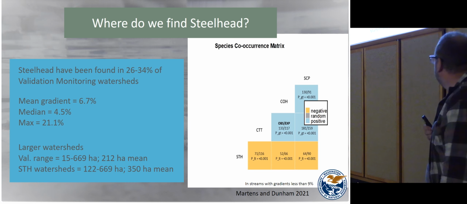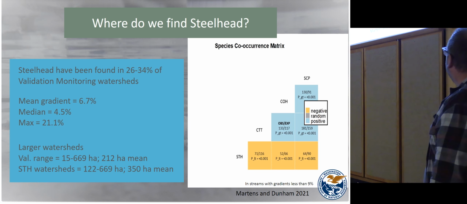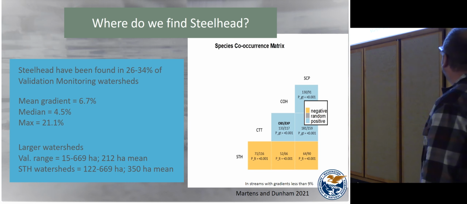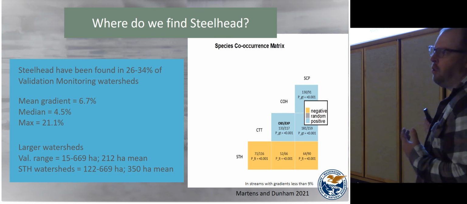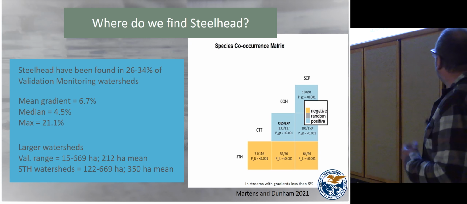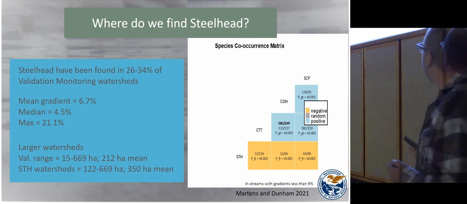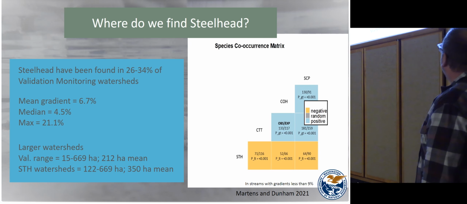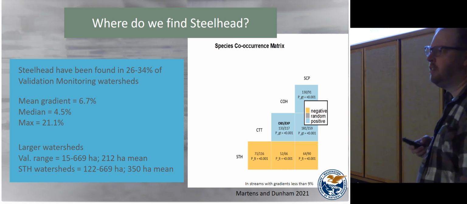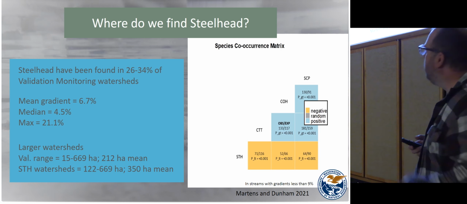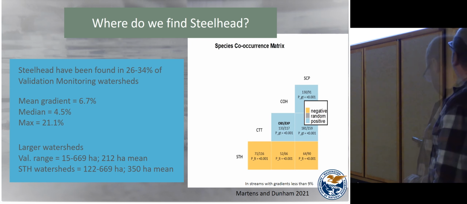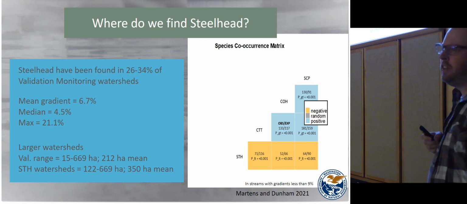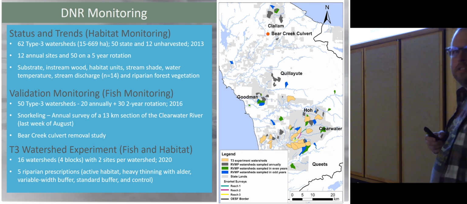The next thing I wanted to present was a kind of co-occurrence model that we looked at a few years ago. And this is just in the range of coho salmon, juvenile coho salmon. So gradients less than 9%. And what we found were that coho, sculpin, and cutthroat all had a positive relationship with each other. So if we find them in one stream, we're likely to find the other 2. With steelhead, we actually found a negative relationship with cutthroat, coho, and sculpin.